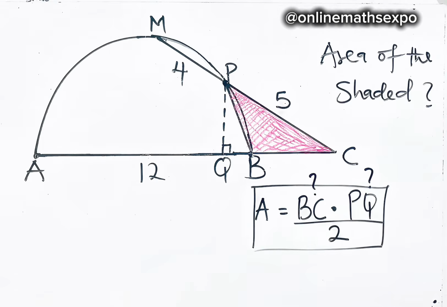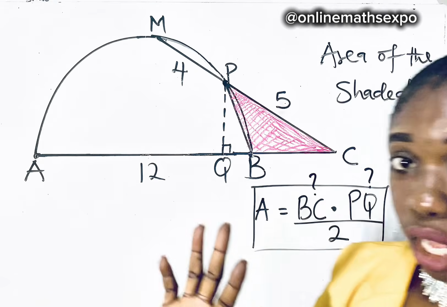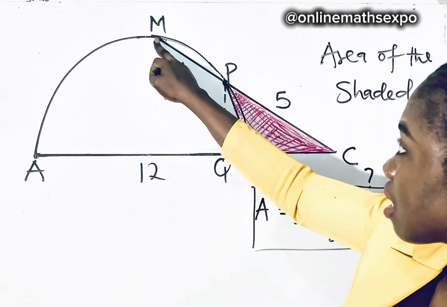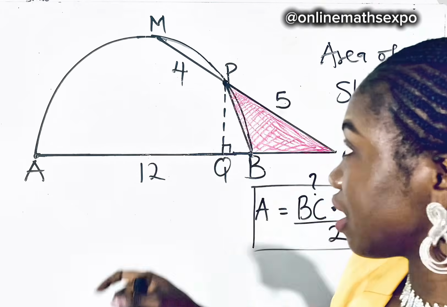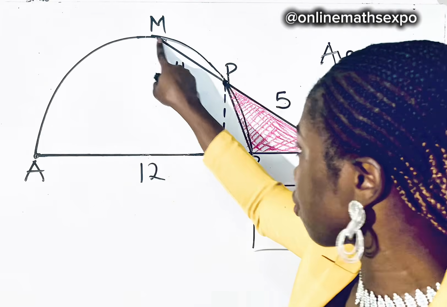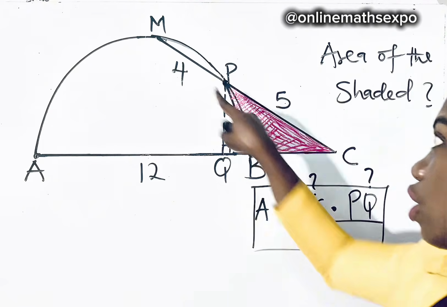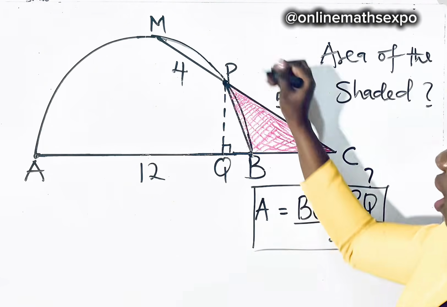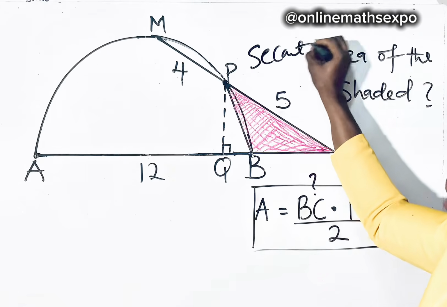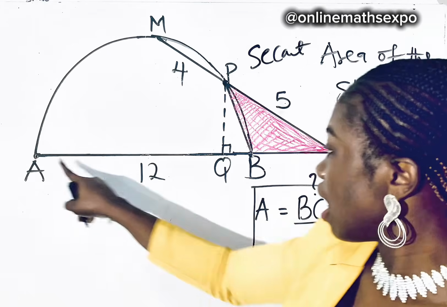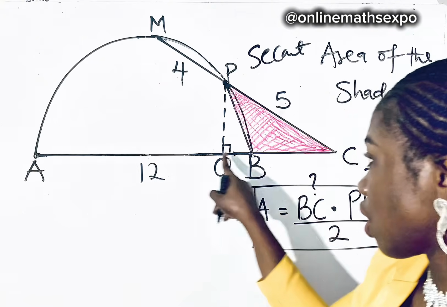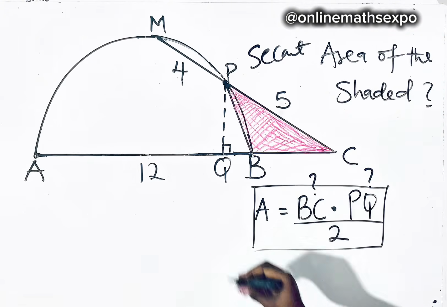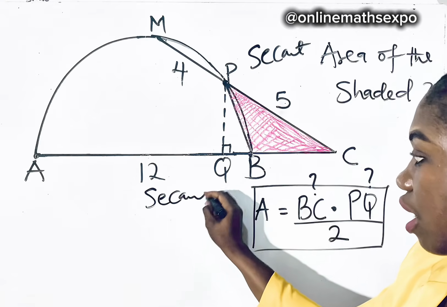Now, go back to the diagram. You also observe something that will help you. Remember that this line MC is a secant line. A secant line is a line that runs from one point of the circumference to the other and moves away. So this means that this line MC is a secant line. Now, what else did you observe? Line AC is also a secant line. It runs from one point of the circumference to the other and moves away.